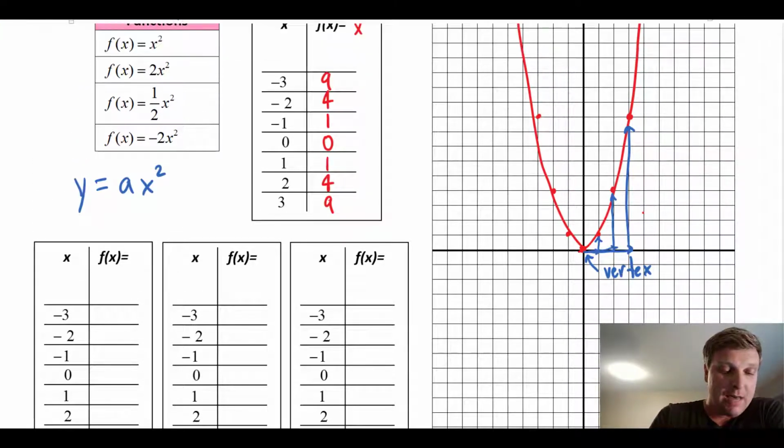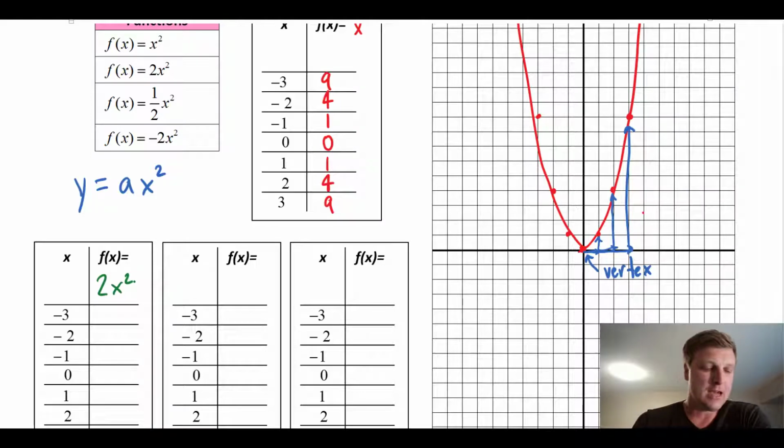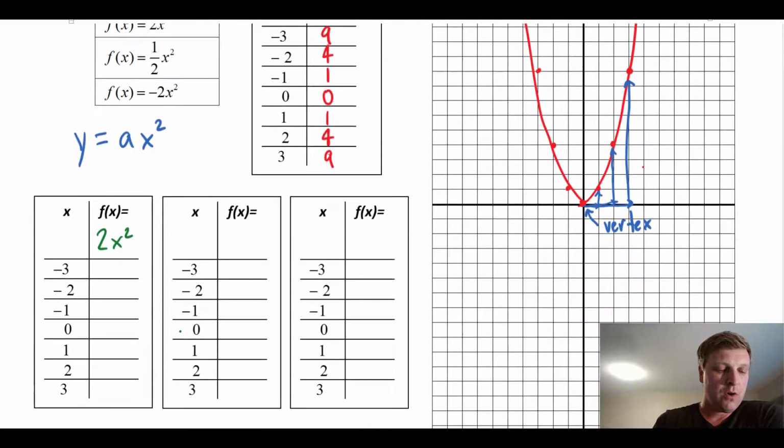So in the first case here, imagine that we do f of x equals 2x squared. So what happens if there's a 2 out front of my x squared value? Well, for x equal to 0, 0 squared is 0 times 2 is still 0. For x equal to 1, 1 squared is 1 times 2 is 2. For 2, 2 squared is 4 times 2 is 8. And for 3, 3 squared is 9 times 2 is 18. And we'll notice the same thing happening. Remember that symmetry that our parabola had? Negative 1 squared is 1 times 2 is 2. Negative 2 squared is 4 times 2 is 8. And negative 3 squared is 9 times 2 is 18.